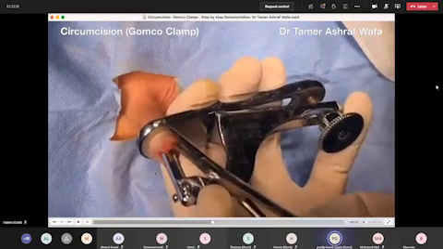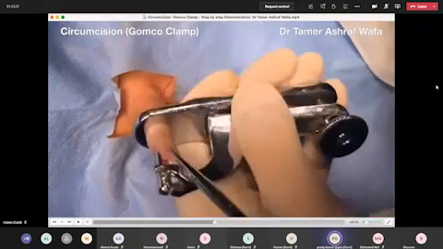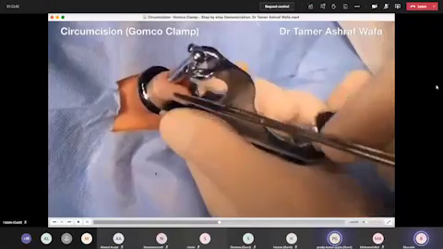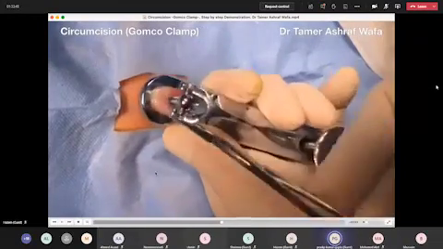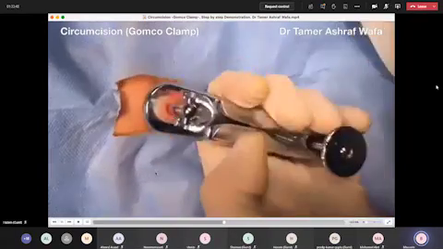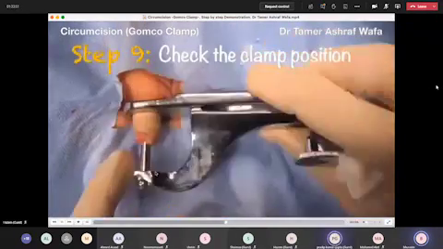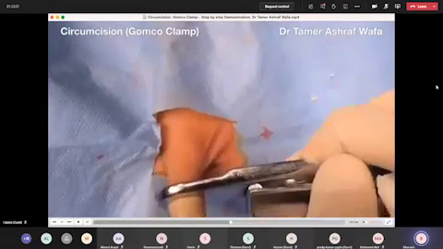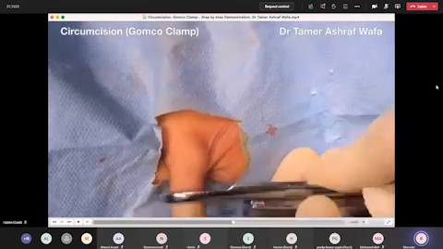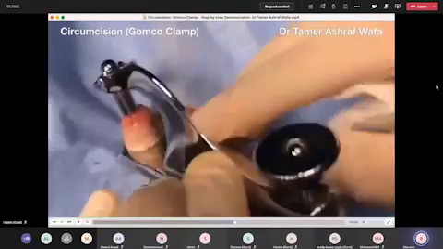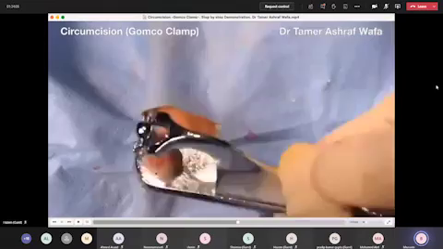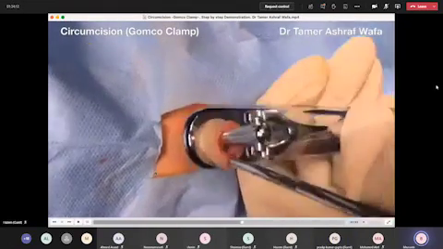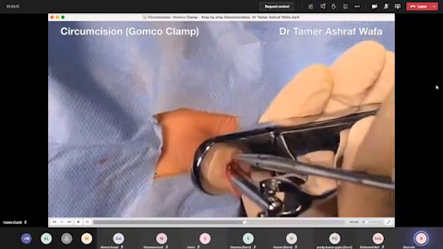Doctor, while compressing with the GOMCO clamp, that may compress the whole penis. How do we know that the compression is enough? It's the proper size. You never exert more compression than the size allows, so it is nothing to worry about. It's all about the size: it fits the diameter of the penile shaft. You have to choose one of good, proper size. You're pulling on that, and then you're going to cut it like you've just seen.